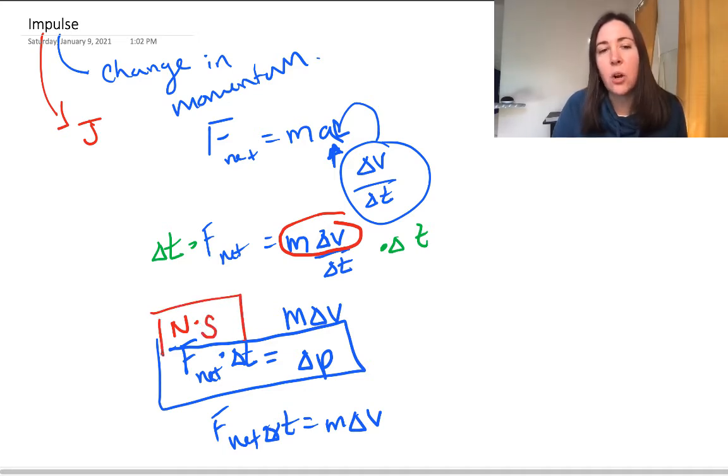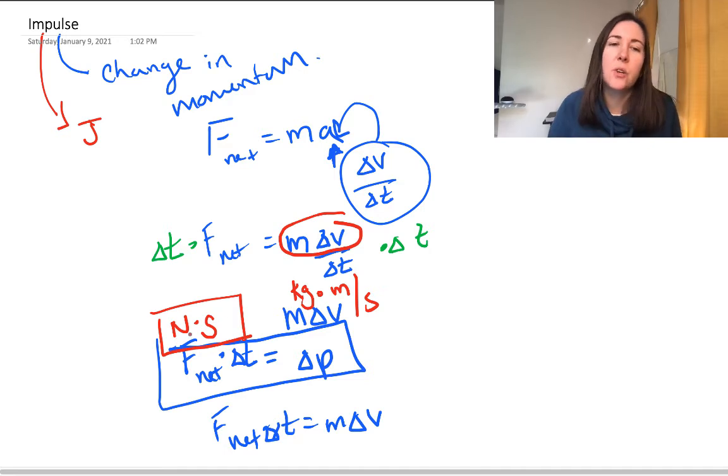And so you might also see momentum given the unit of newtons times seconds as compared to kilograms times meters per second. So either of these units, they're pretty much interchangeable for both momentum and for impulse. All right, so impulse is just the change in momentum. It is the force times the time.